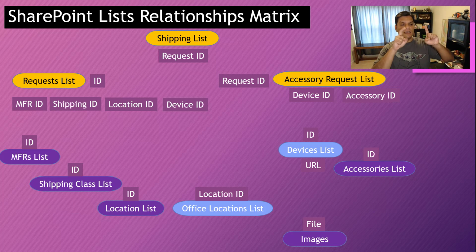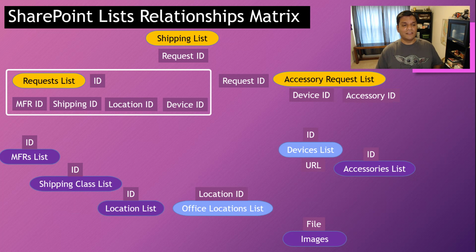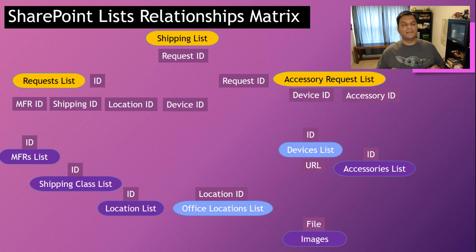Therefore, if you'll notice, the request list on the top left will have the most number of IDs or identifiers. You'll actually see very little data stored over there. I take that back. You'll see a little less text or numbers, but you will see a lot of these relationship IDs because that's how you want to store the data.